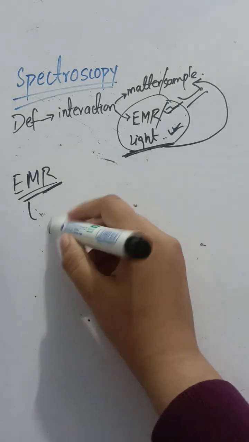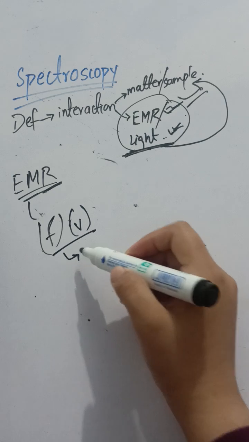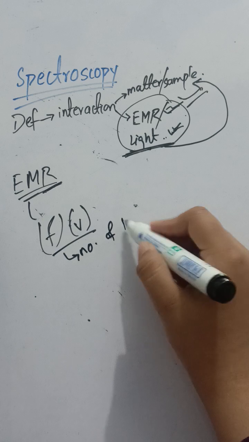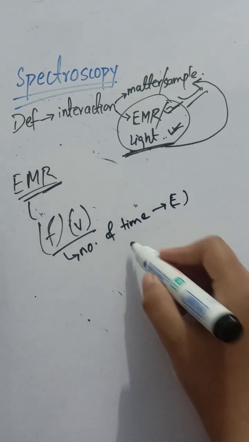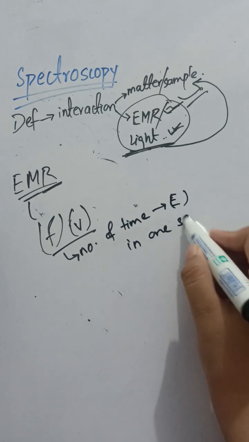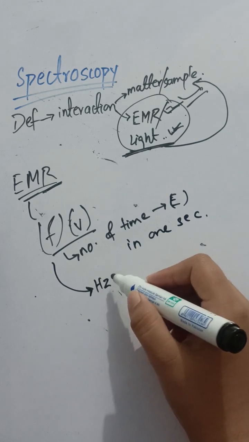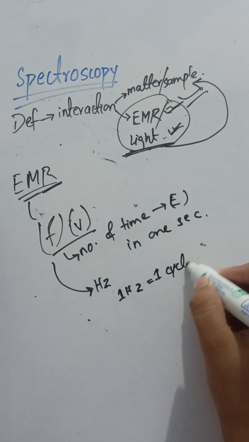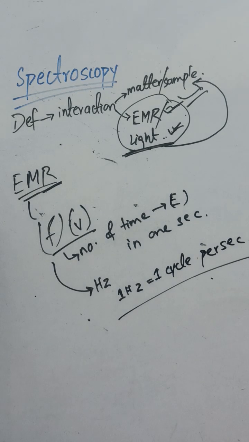ठीक है, what is frequency? Frequency we denote by f, and also by ν. So the number of times the electric field radiation oscillates, the number of times of oscillation of your electric field or your magnetic field in 1 second. You denote the frequency with the hertz, and 1 hertz is equal to 1 cycle per second. Okay, so the number of times our electric field oscillates in 1 second is called the frequency.